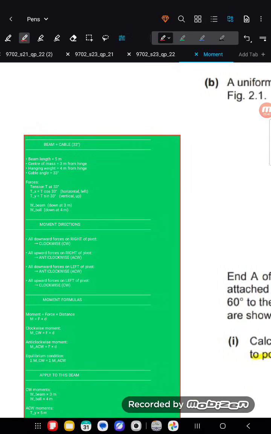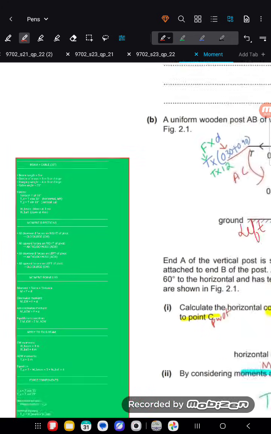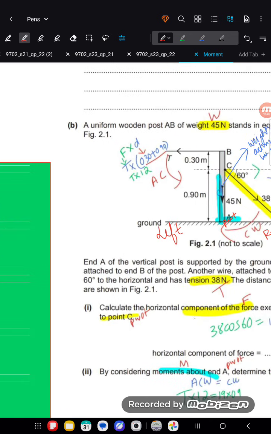Where is the pivot, you have to see. All the downward forces on the right of the pivot are clockwise. All the upward forces on the right of the pivot are anti-clockwise, and all downward forces on the left are anti-clockwise, and this is clockwise. Okay, so you have to see where is the pivot.